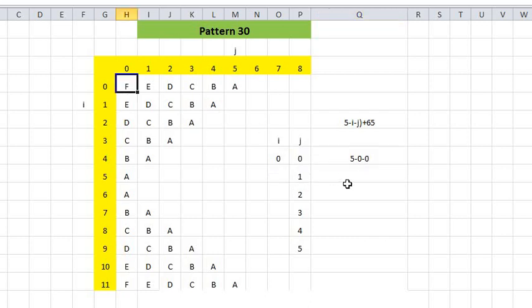Next time 5 minus I minus j, again 5 minus 0 minus 1. It means 5 minus 1, that is 4. 4 plus 65, the Unicode value is E. Next time again 5 minus 1, D, then C, then B, then A. So this is the logic behind using this concept.